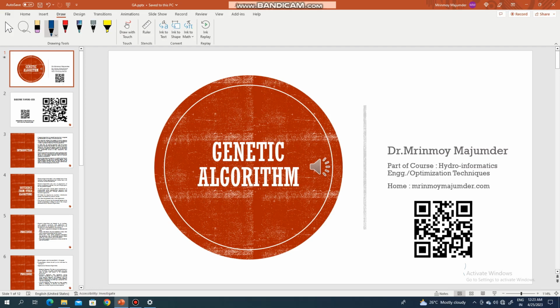meta-heuristic algorithms where we try to mimic the procedure of genetic mutation and crossover that happens when two different populations have a chance to mate. When they mate, the traits of one population are transferred to the other population, and when the offspring is produced, that offspring has the characteristics of both populations and may have some new characteristics also, based on the degree of mutation that has taken place.